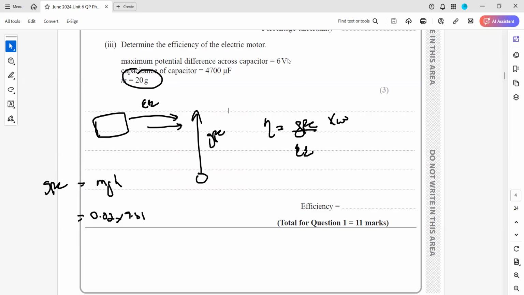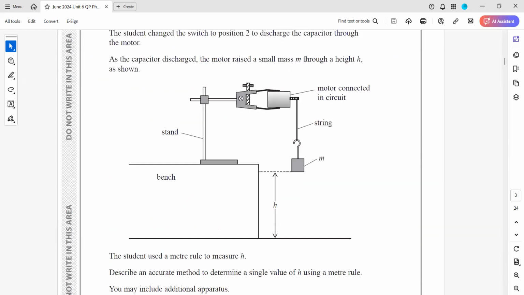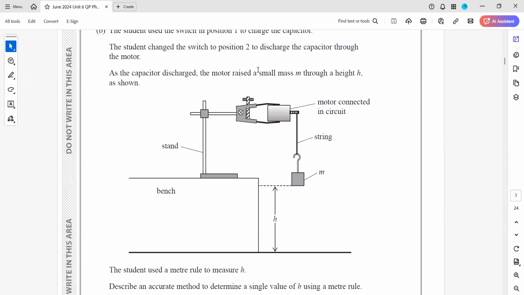Why is it gravitational potential over electrical? As you can see in the question, the energy from the capacitor is used to lift this mass up. As the capacitor discharges, the motor raised this mass up. So the final is the gravitational potential. What was the input? The input is the electrical, because the motor will take electricity and raise this mass up.